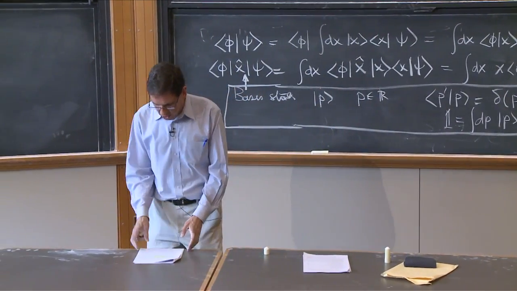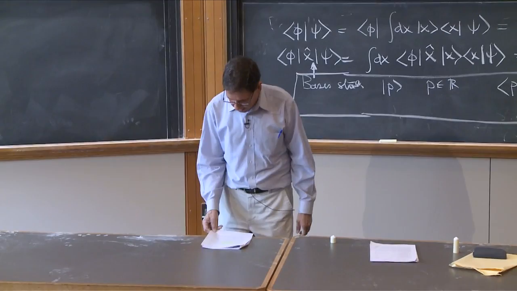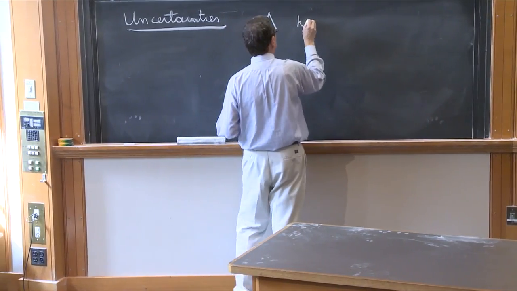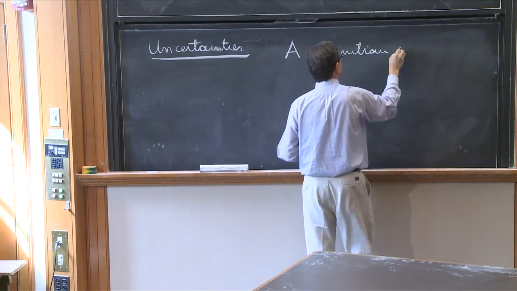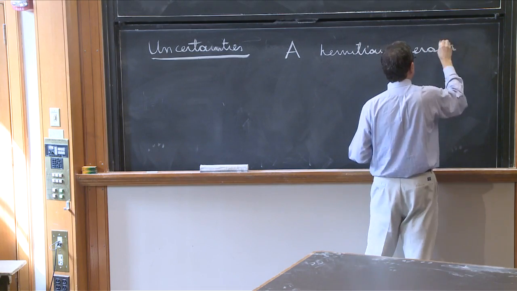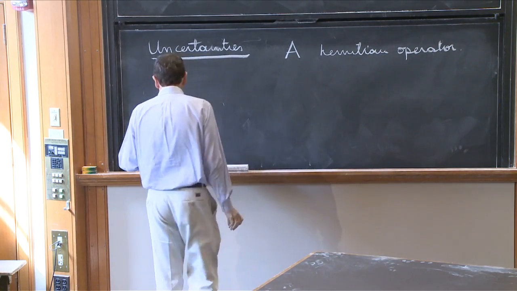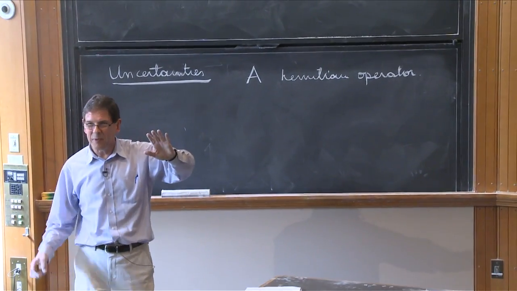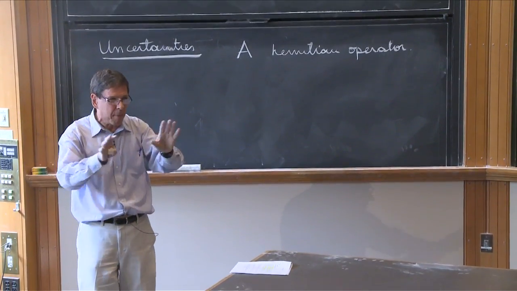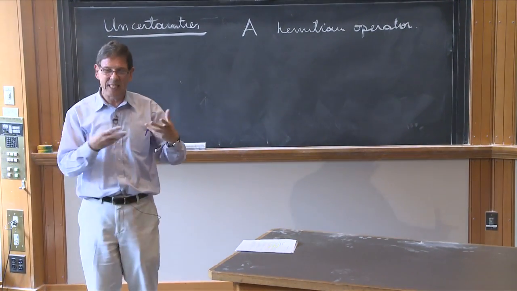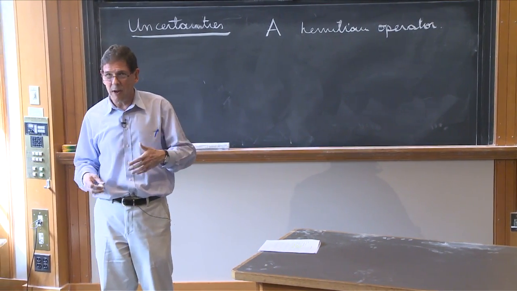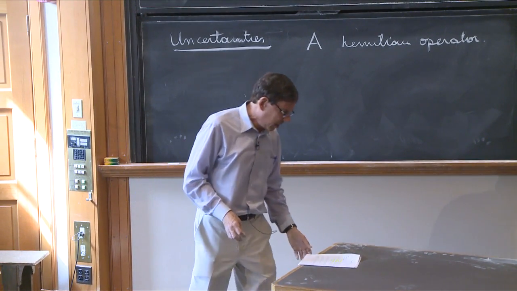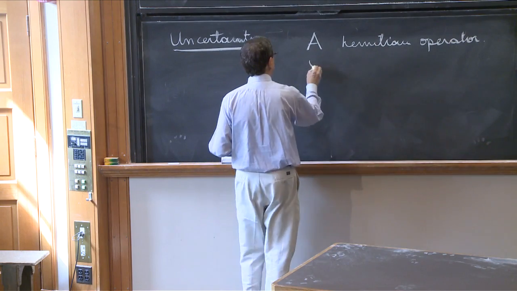So we'll define the uncertainty associated to a Hermitian operator. And we want to define this uncertainty. So A will be a Hermitian operator. And you were talking about the uncertainty. Now, the first thing that you should remember is you cannot talk about the uncertainty of the operator unless you give me a state. So all the formulas we're going to write for uncertainties are uncertainties of operators in some state. So let's call the state psi.